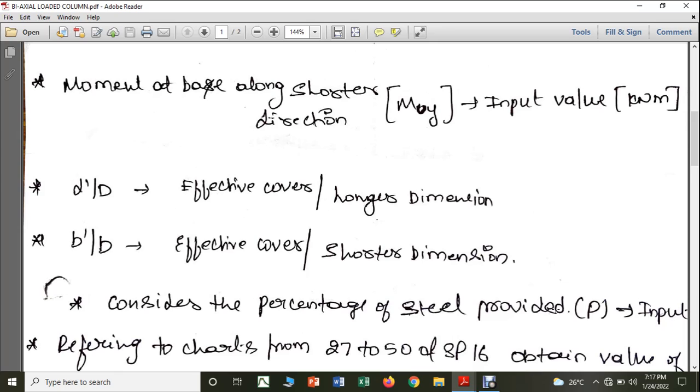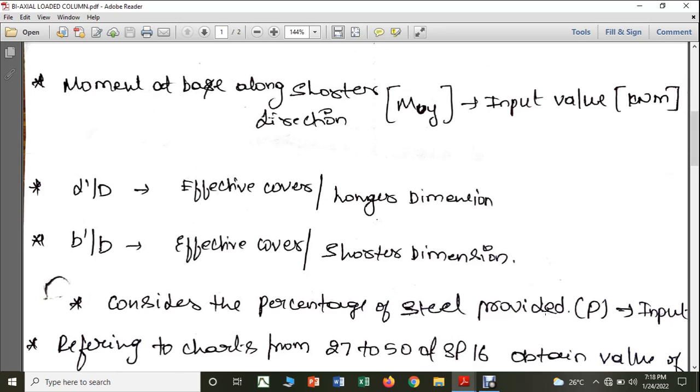That means here, if you see the design of axially loaded column, there at the end itself we used to get the percentage of steel, and after getting the percentage of steel we used to calculate the corresponding number of rods for the given column. But here we are initially assuming the percentage of steel.